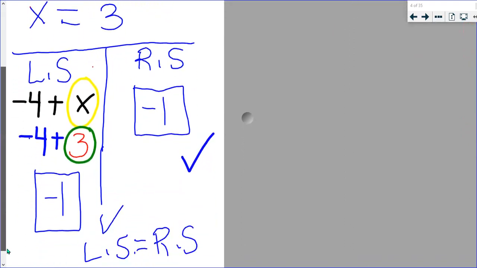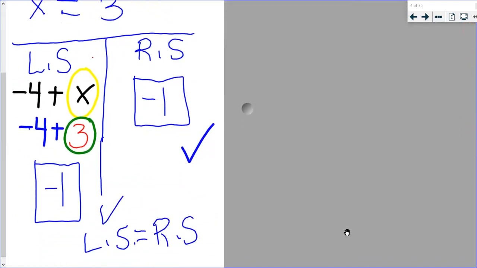So when I plug it into the equation, since I found that x is equal to positive 3, well, negative 4 plus 3 is equal to negative 1. So my left-hand side is equal to my right-hand side. I am correct.